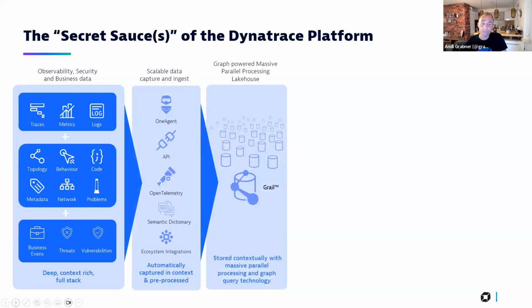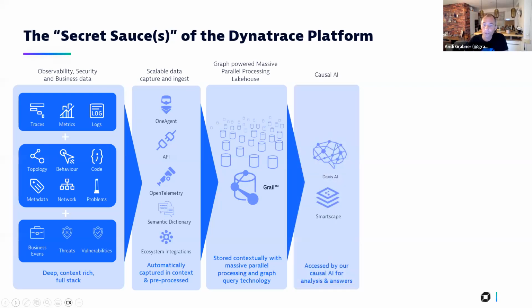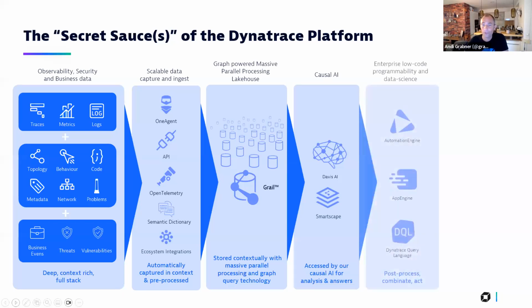This data then, and this is unique in the marketplace, gets stored in Grail, which is a purpose-built data store for all events, for all logs, for all traces. So really for all pillars of observability, a single data store where the data is not stored in silos, but connected with the topology model that we have, which is Smartscape. All of this gets fed to Davis AI, our causal AI, that can then give you answers in case there's any challenges or if you have any questions.